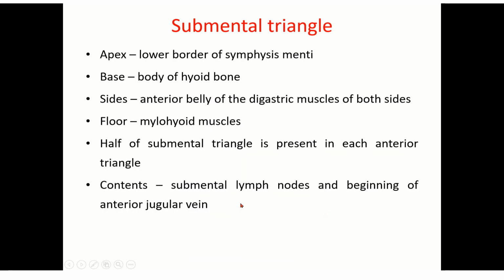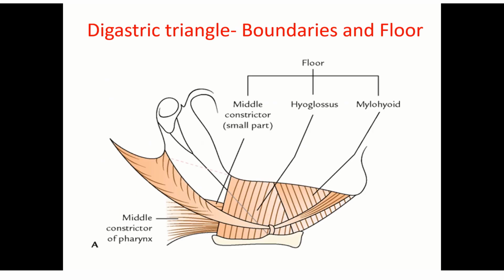Let us see the same things repeated. You can find this as the notes, which will be helpful for you. Just try to make notes when I am describing this, starting with the apex, which is formed by the lower border of symphysis menti, base by the hyoid bone. On either side, the anterior belly of the digastric muscle, floor formed by the mylohyoid muscle. Half of the submental triangle is present in each anterior triangle, and the contents will be submental lymph nodes and the beginning of the anterior jugular vein.